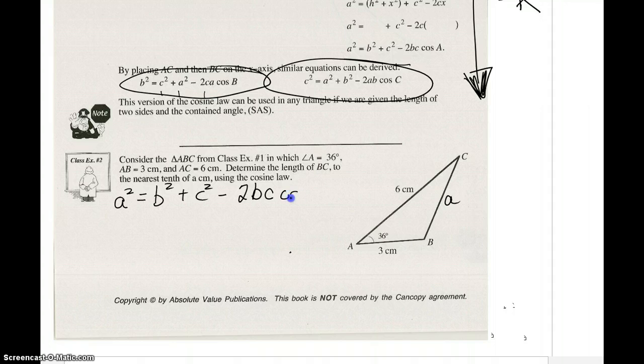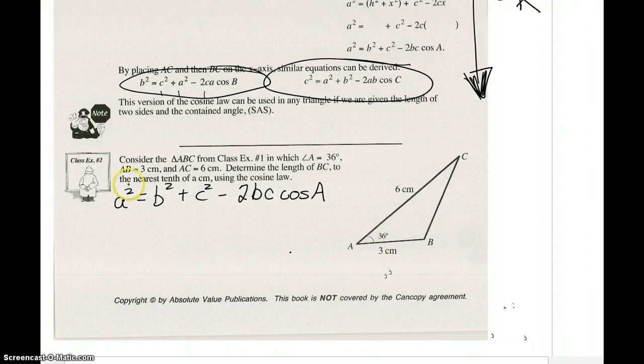And then here we have our angle, which has been given to us. So we have one angle, which was the 36 degrees, and then we have the other two sides that have been given to us. Would you also take note at this point that the angle is in between the two sides? They are contained by the two sides. So 36 degrees is here, and it's between this side and this side. And that has to be the case when I use the cosine law.